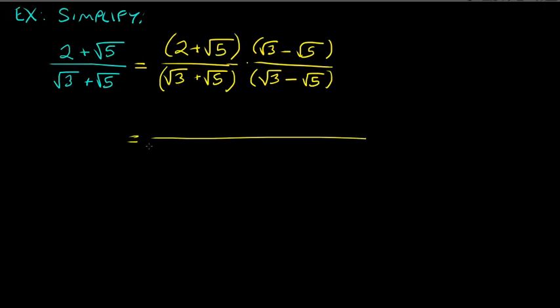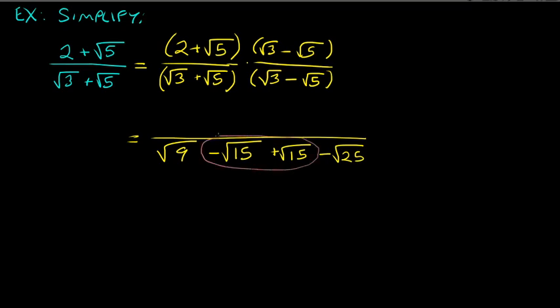So we get square root of 3 times square root of 3 is the square root of 9. And then we get minus the square root of 3 times 5 is 15. Plus the square root of 5 times 3, well, that's also 15. And then positive times negative is negative. Square root of 5 times 5 is 25. And you can see this was successful. This was good because we cancel the square root of 15 minus square root of 15. That adds up to 0. Now you notice I didn't do the numerator yet.